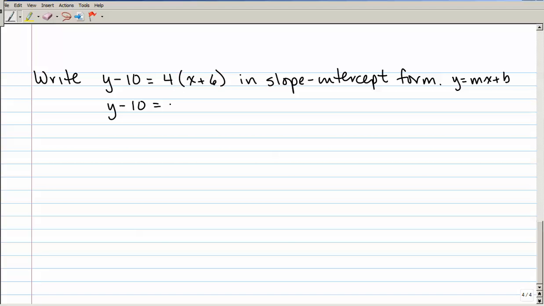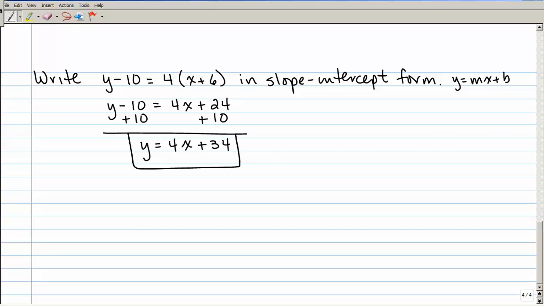So y minus 10 equals 4x plus 24. And we are actually very close. We just need to add 10 to both sides. And I have y equals 4x plus 34. And that's the equation y minus 10 equals 4 times the quantity x plus 6, written in slope-intercept form.